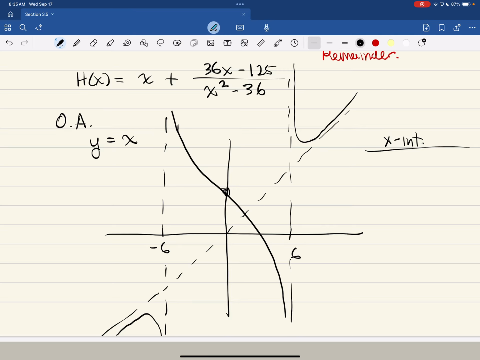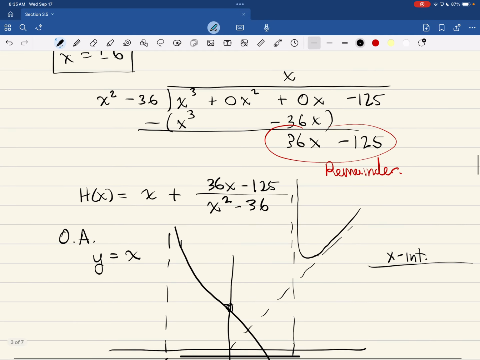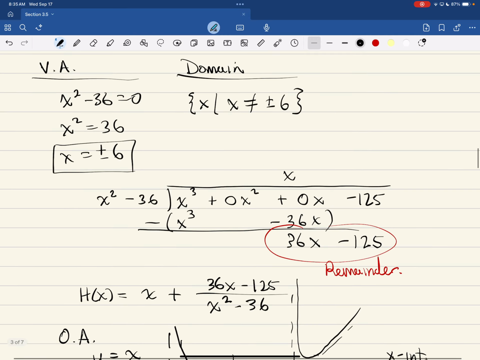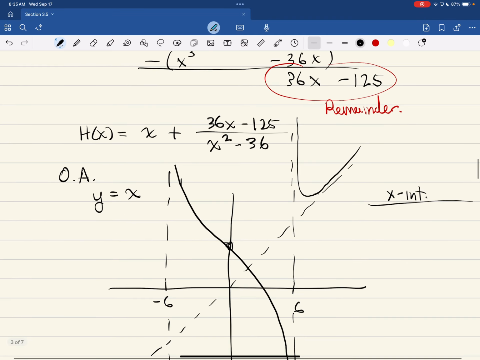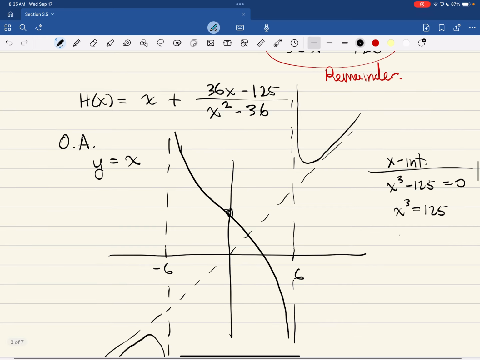So you set the numerator equal to 0, and the numerator was what? X cubed minus 125. So x cubed equals 125. What's the real solution to that? 5. Yeah, so my picture is not great, but it should be crossing at 5. So it's still in between 0 and 6.